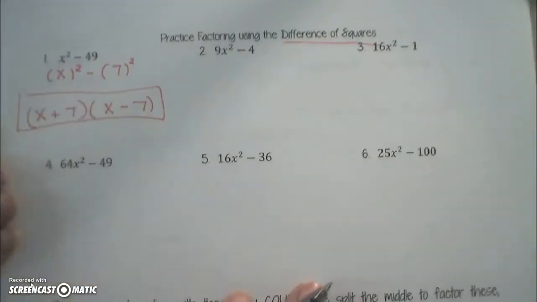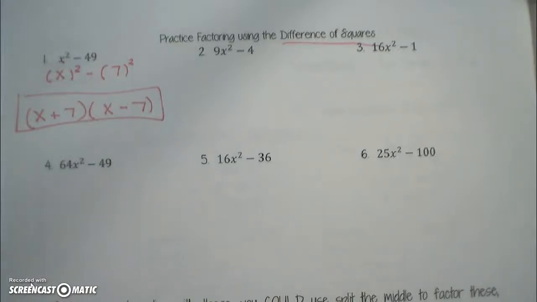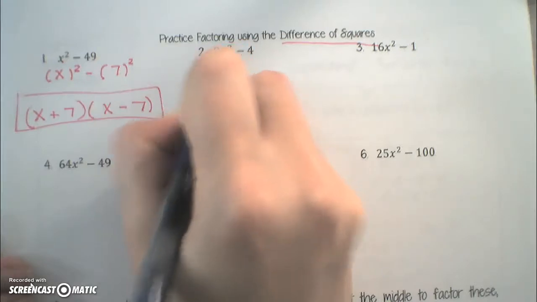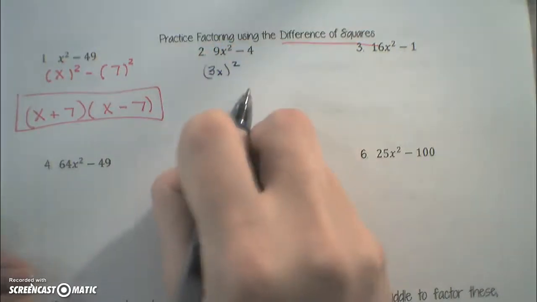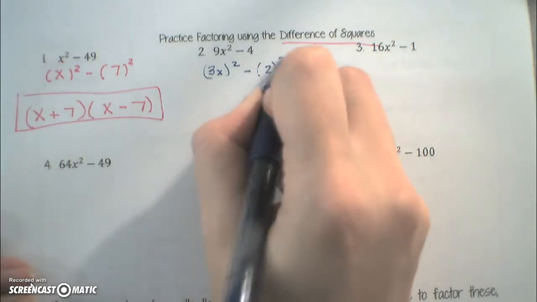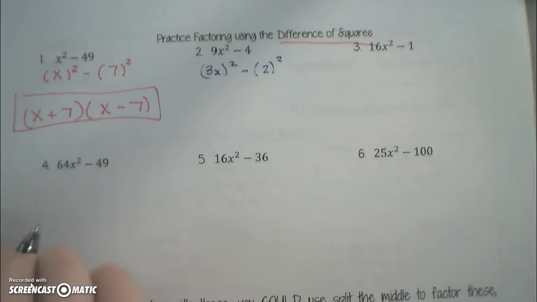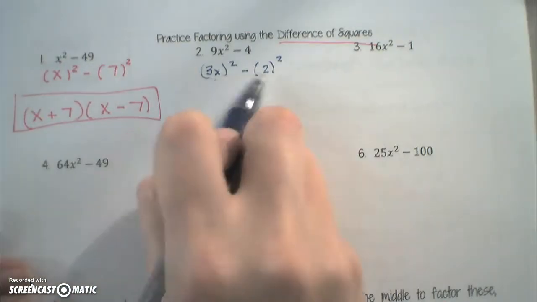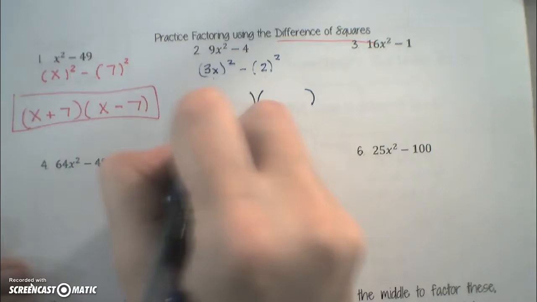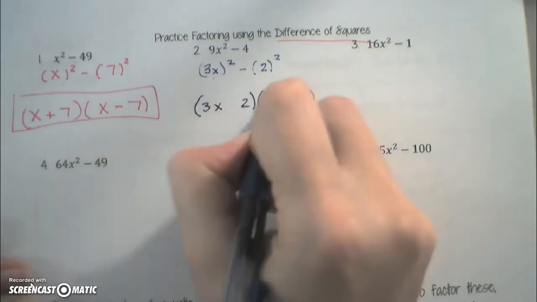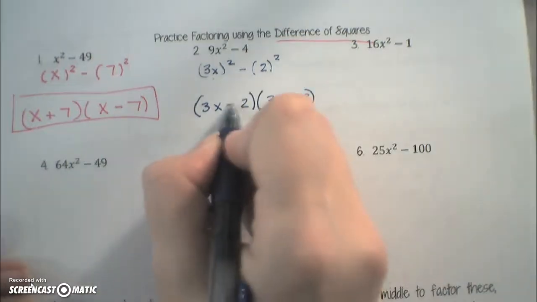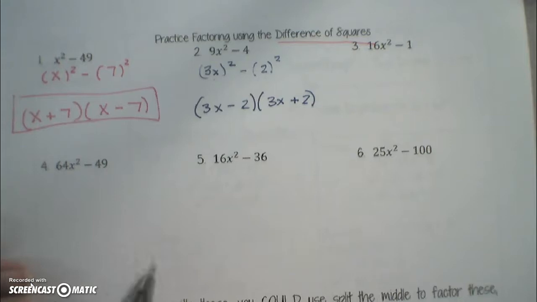Make sure that you're looking for what is being squared. Let's try another one with that method. What's being squared here? Well, a 3x, if I squared that, would give me 9x squared. And what is being squared here to get 4? Yep, you guessed it, 2. So this is my first term, this is my second term, and that's going to be the case for both sets of parentheses. So I want a 3x and a 2, and a 3x and a 2. Remember, one's plus, one's minus, it doesn't matter which one, but make sure that they are different.